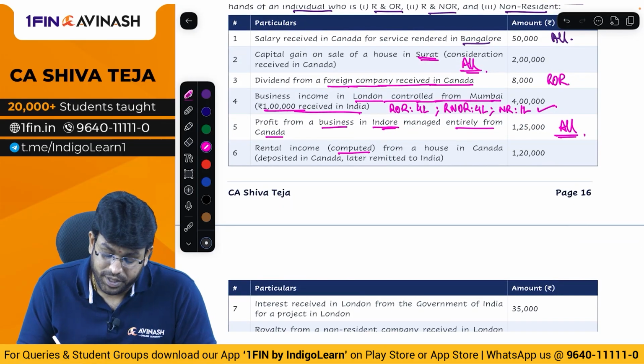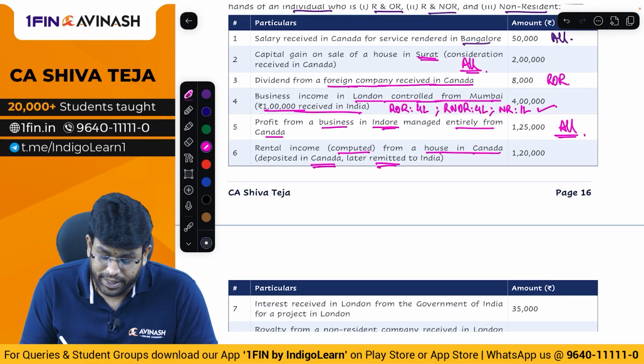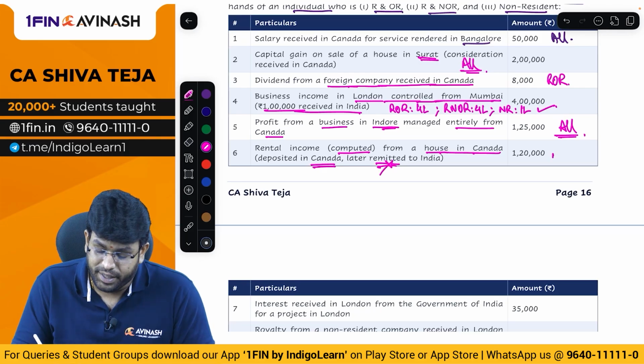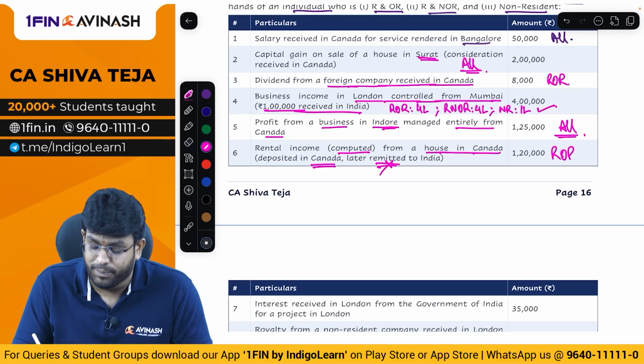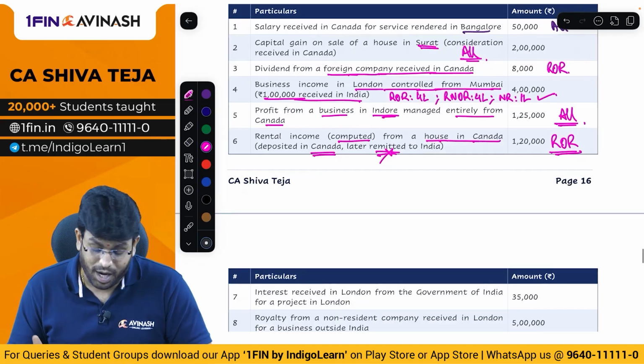Rental income computed from a house in Canada, deposited in Canada, later on remitted to India. Remitted to India is not relevant for us to determine Indian income or foreign income. That's where we'll tax only for ROR.